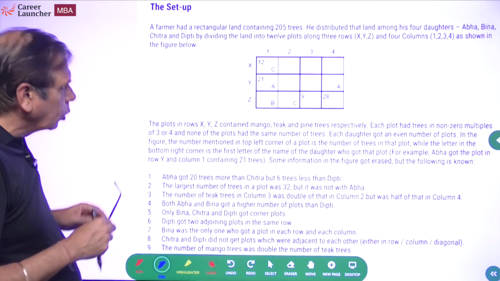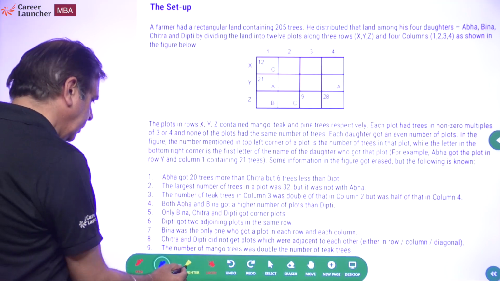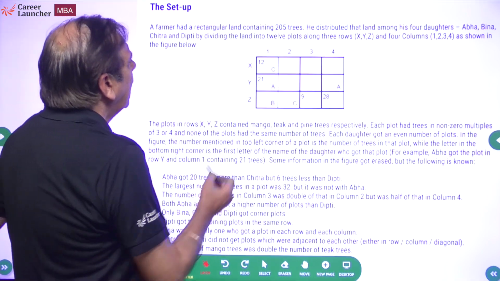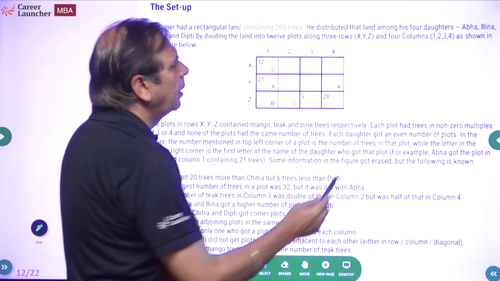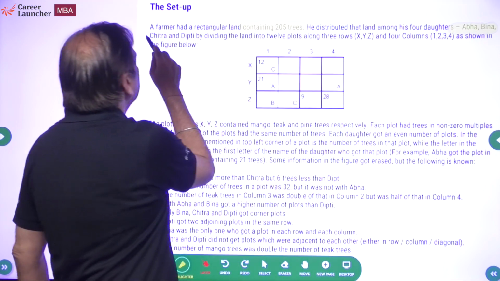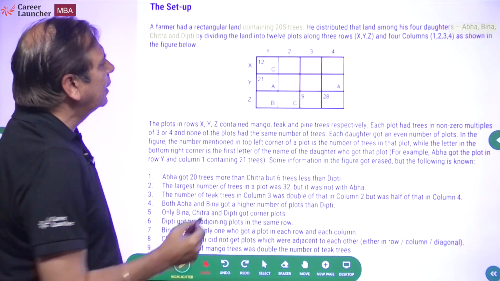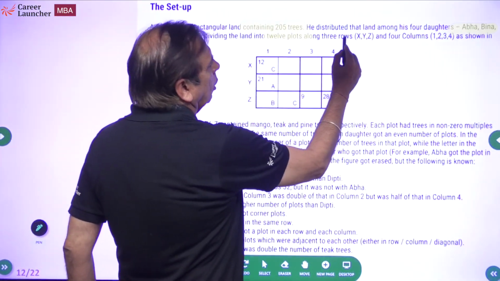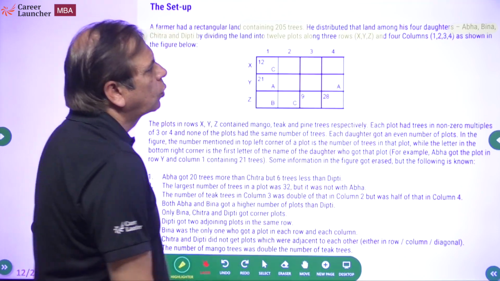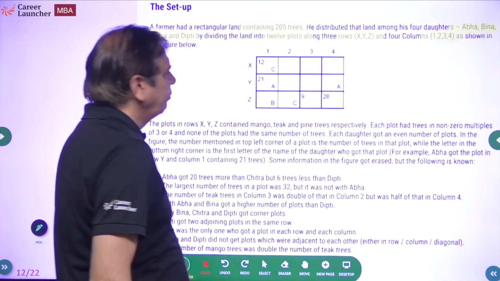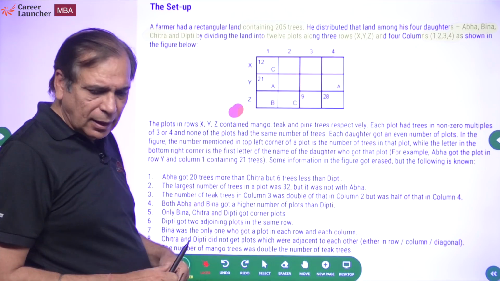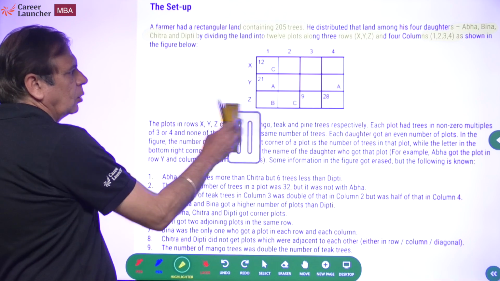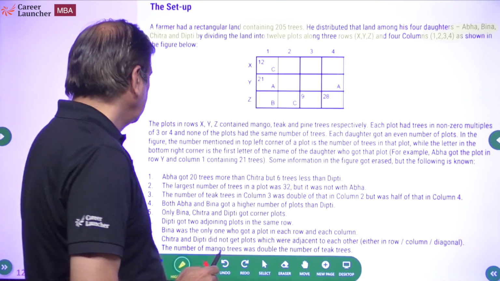Okay, let's go through the data first. A farmer had rectangular land consisting of 205 trees. He distributed the land among his 4 daughters A, B, C and D by dividing the land into 12 plots along 3 rows XYZ and 4 columns, as shown in the figure below. I am sure there is no big deal about it. XYZ are the rows and 1, 2, 3, 4 are the columns.